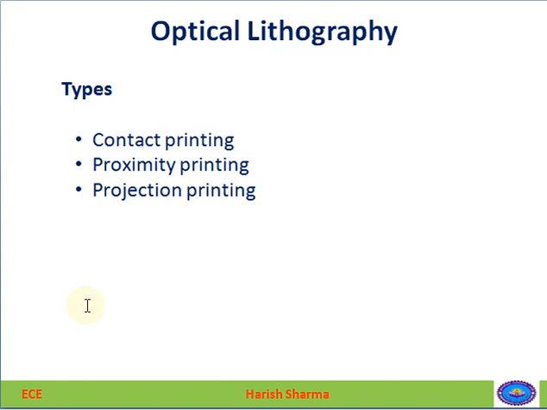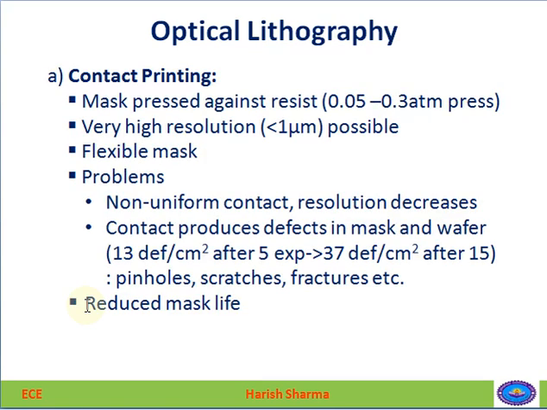There are three ways to use the mask over the surface, over the substrate during UV exposure. One is contact printing, next is proximity printing, third one is projection printing. In contact printing, the mask is pressed against the resist with the pressure of 0.05 to 0.3 atmospheric pressure. It's just touching the surface. This process provides the high resolution that is less than 1 micrometer.